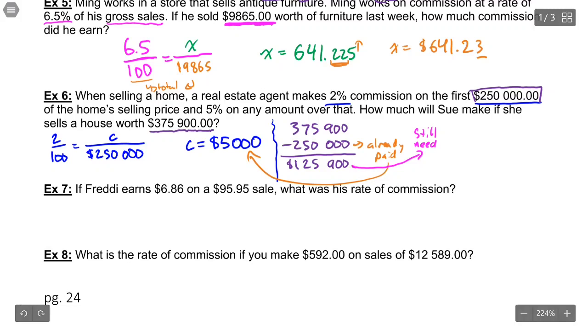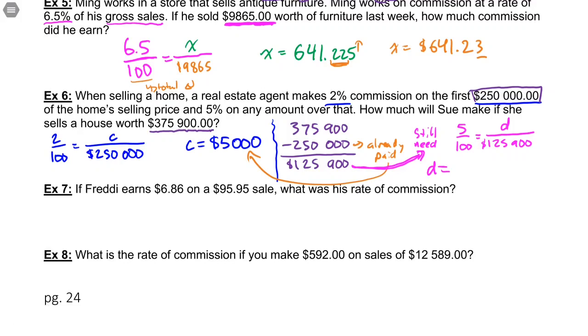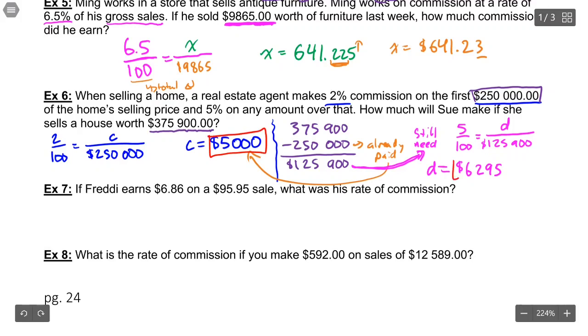And this part, this $125,900, they earn a higher rate. They earn 5% on it. So let's call that D, I guess. So then D is $6,295. So now all we need to do is take these two numbers, add them together, and your total is then $11,295.